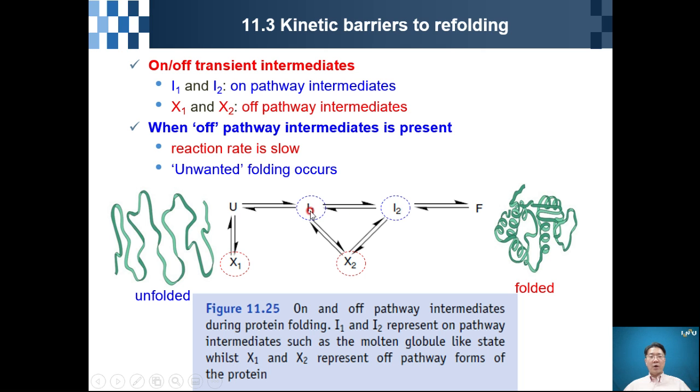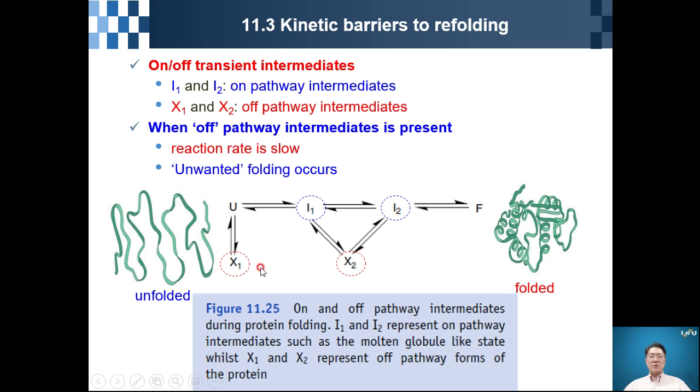protein, going to I1, I2, F. However, when the off pathway intermediate is present, U can go to X1, and X1 can go back to U, and U can go to I1, and I1 can go to X2, or X2 can go to I1, and I1 can go to I2, and I2 can go forward. So it means that the reaction rate is very slow, and also when off pathway is present, unwanted folding occurs.